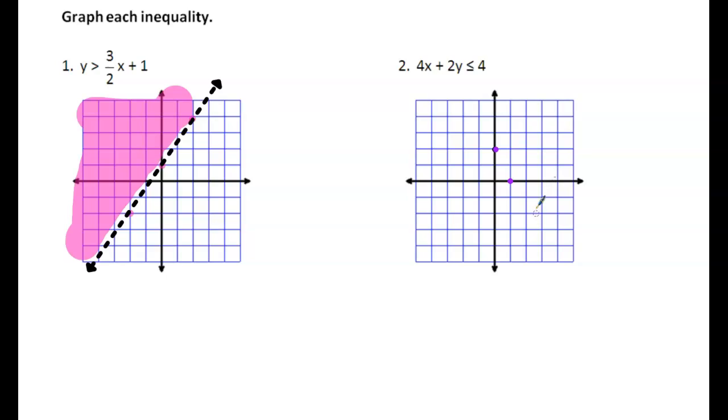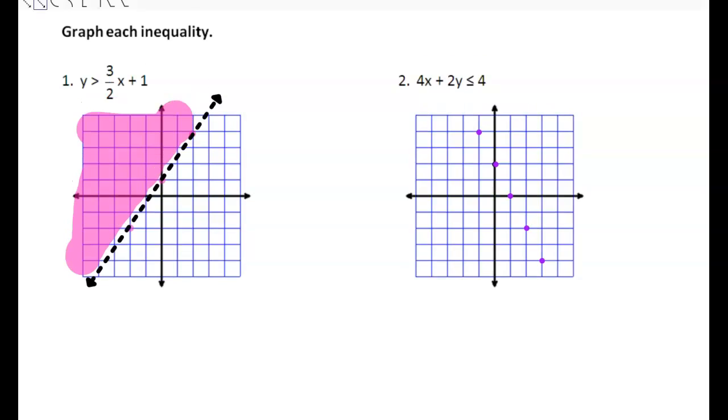So my x and y intercepts are right here. I can see my slope is down 2 right 1. So I could continue that pattern now that I know my x and y intercepts. My line is going to be solid because it's equal to. So I'm going to connect my points.